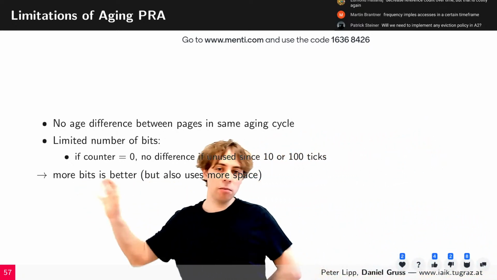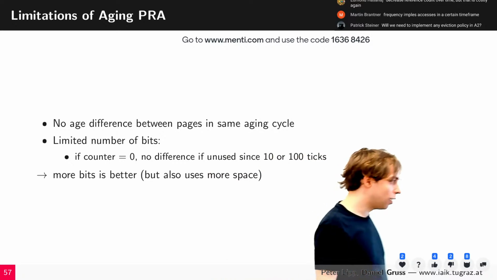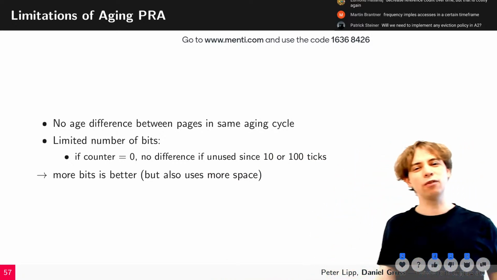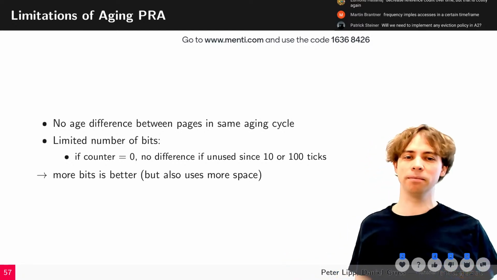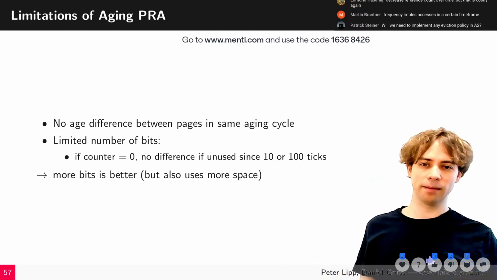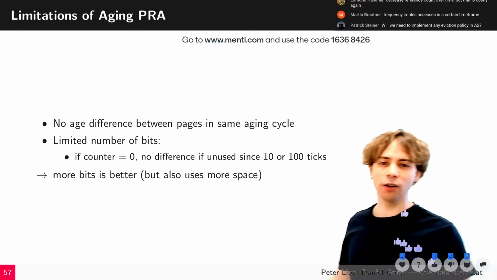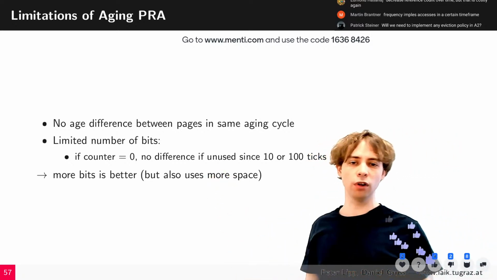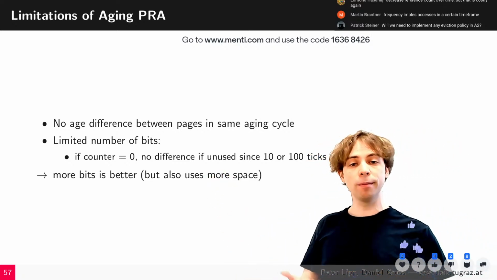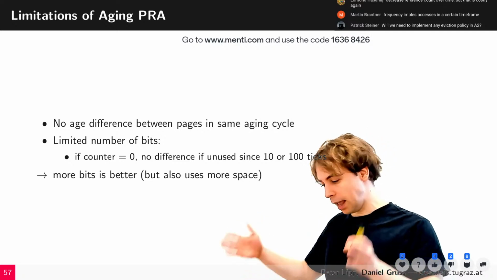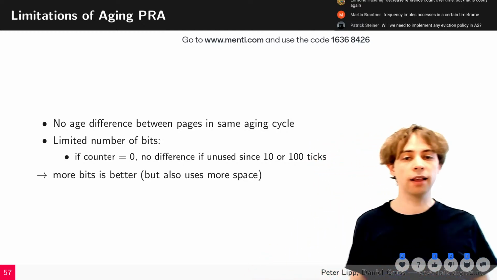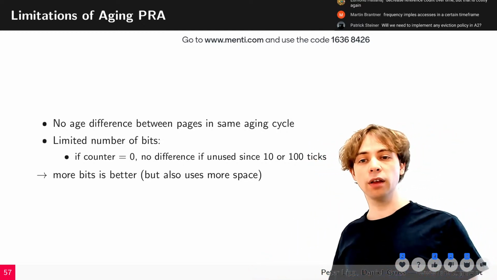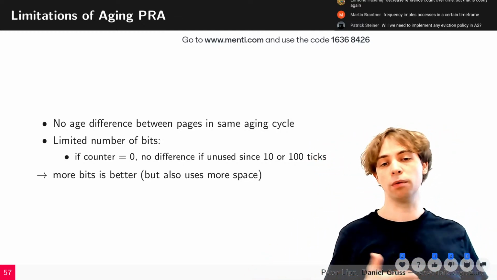More bits can be better, but the question is how many, because if you use 64 bits, then probably the last few bits will rarely matter. So you have to find a good trade-off here, how many bits you want to use. And you can try that out. You can implement aging, try it out with 8 bits, with 16 bits, with 32 bits, and check for one test case for swapping whether it performs better with fewer or more bits.